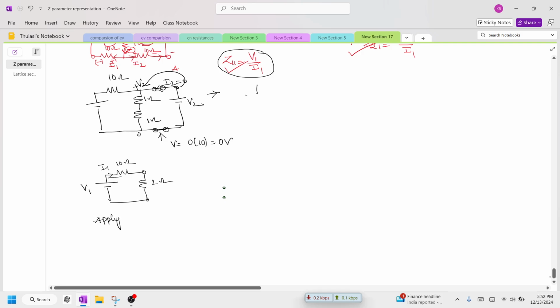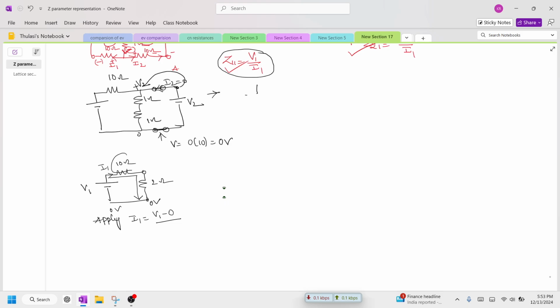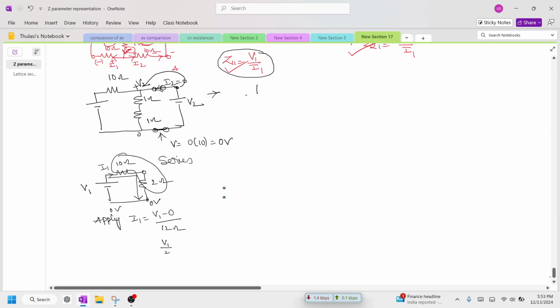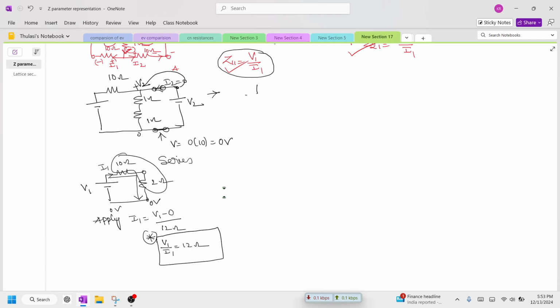So how to write down I1? I1 is a current which is flowing across this branch. This is 0 volts and this is also 0 volts. Therefore I1 is equal to V1 minus 0 divided by 10 plus 2. Why? Because these two resistors are connected in series. So 10 plus 2, this is how much? 12 ohms. Therefore V1 by I1 is equal to how much? 12 ohms. This is what our resultant is. V1 by I1 is 12 ohms now. So we found successfully V1 by I1.